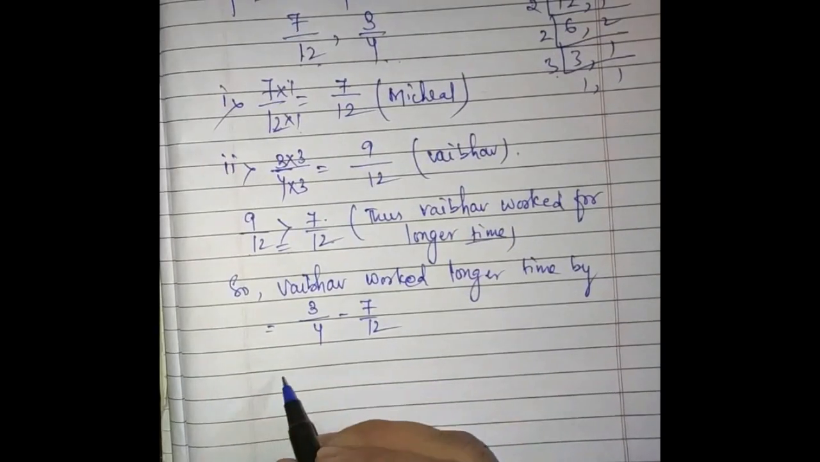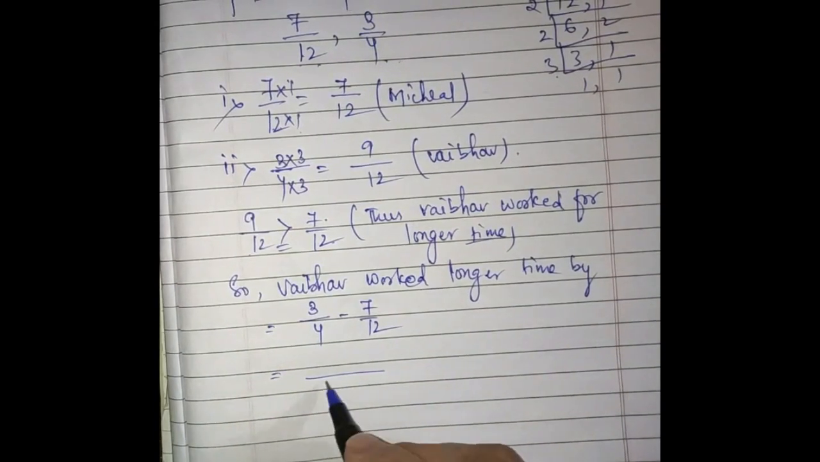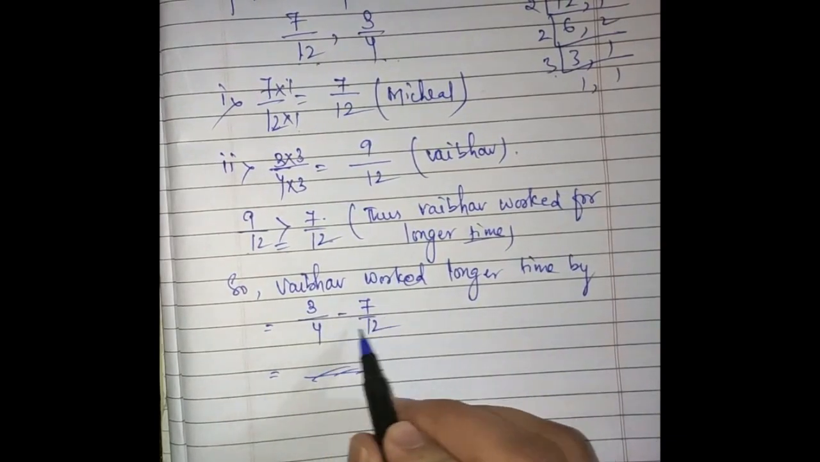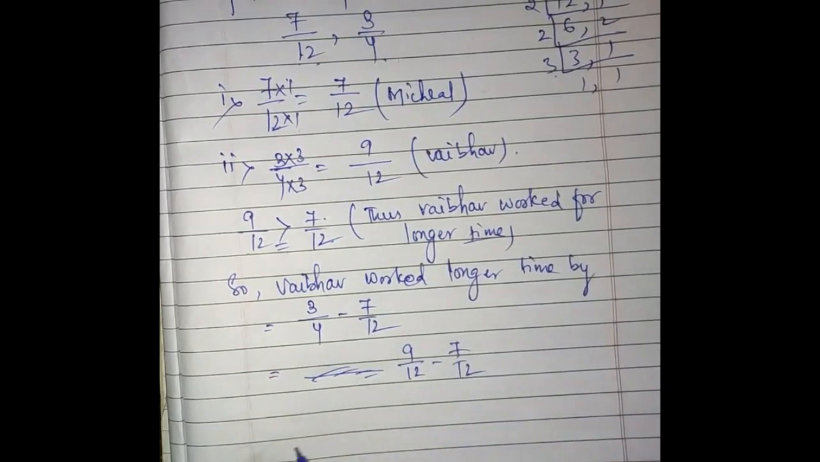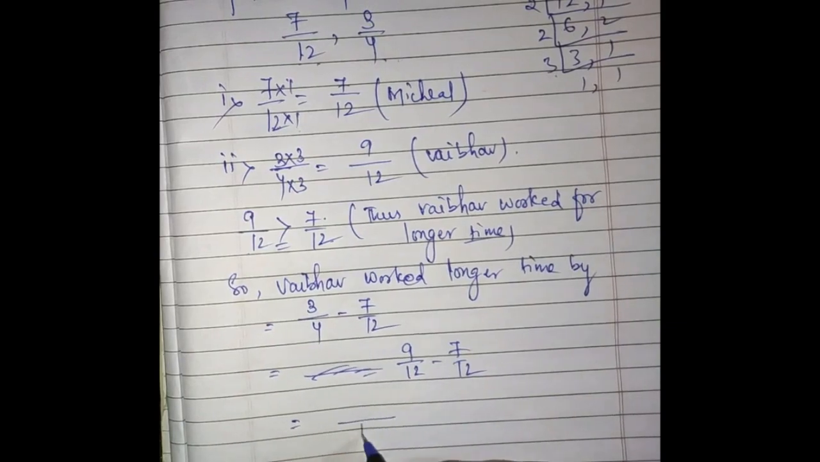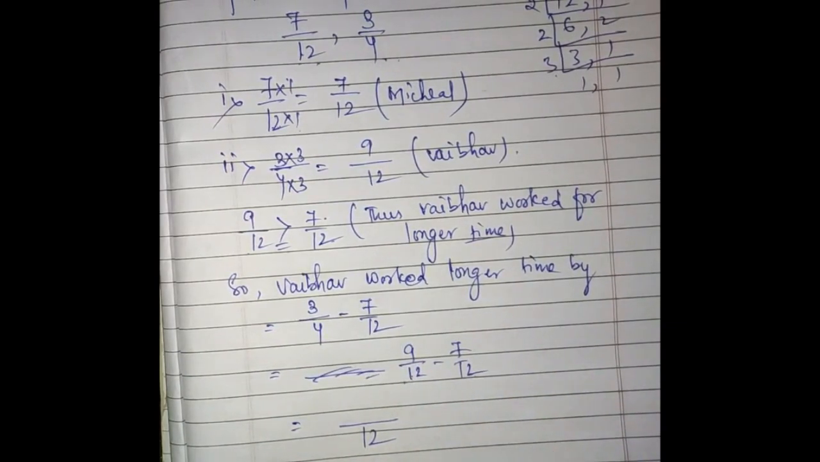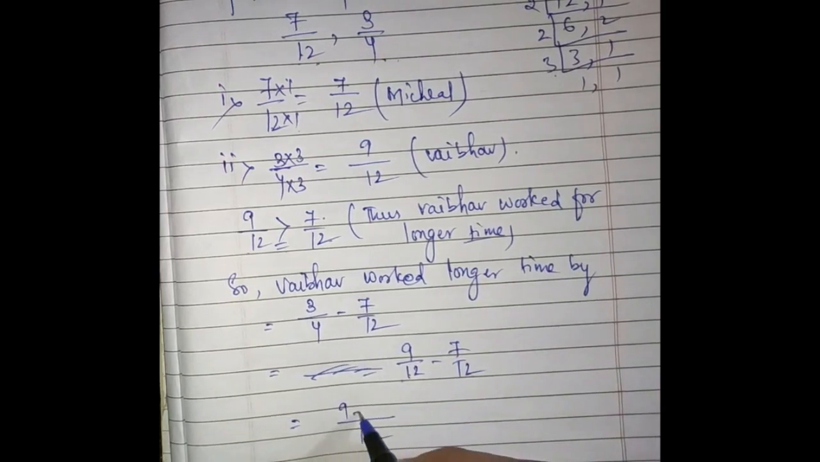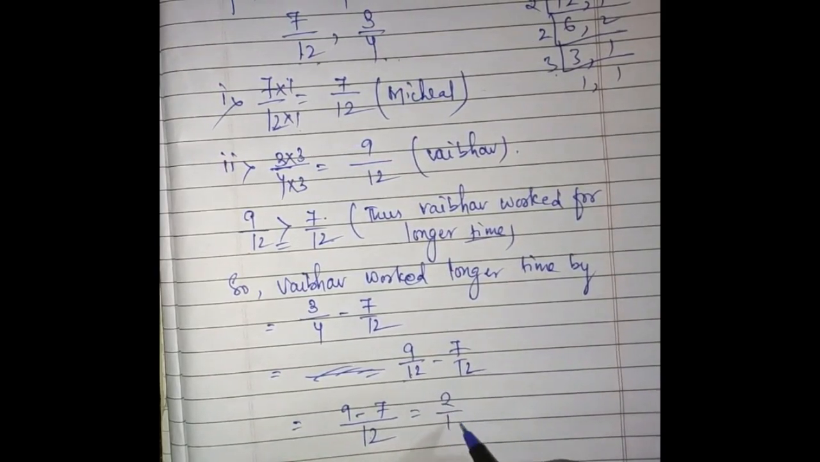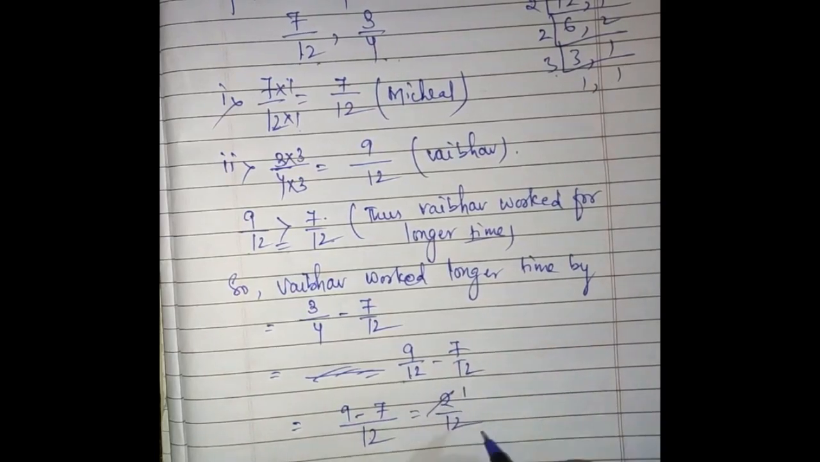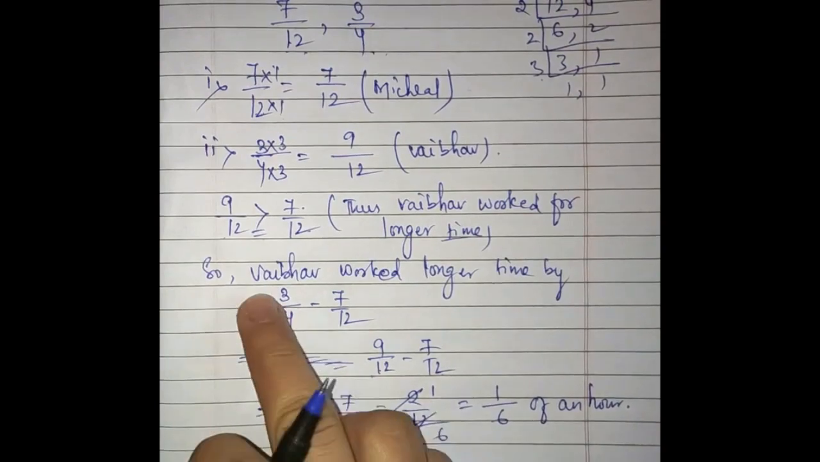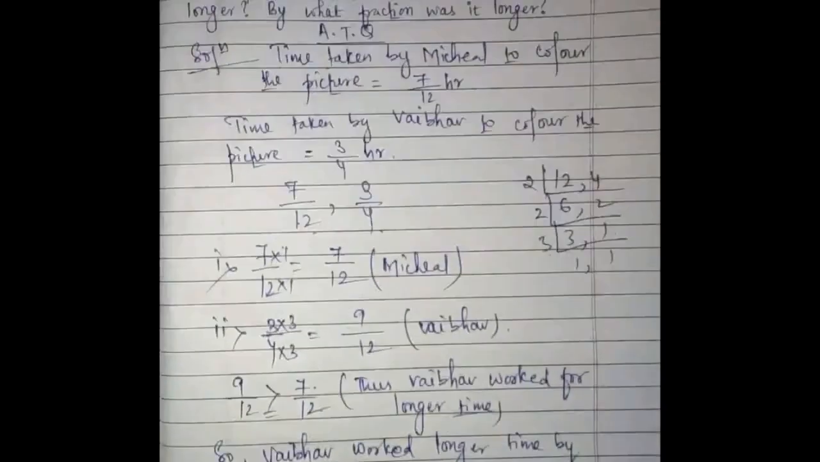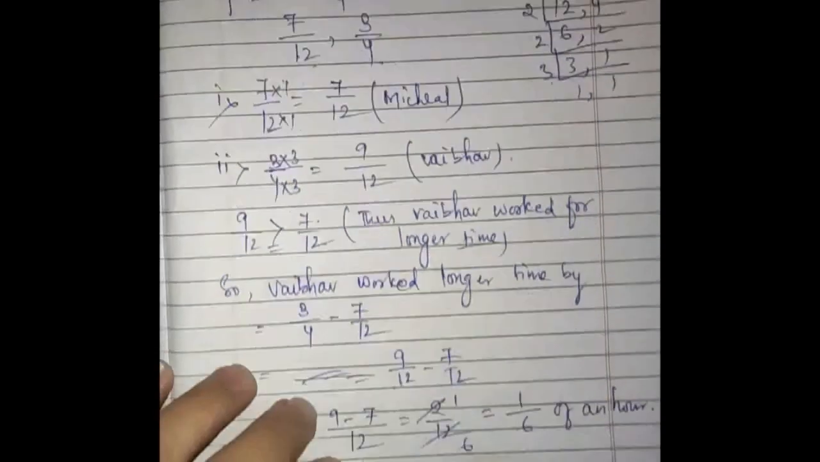So here what we have to do, we have to make this in an equivalent form, that is 9 by 12 minus 7 by 12. We have to write this form. Alright, so the LCM of 12 and 12 is 12, so 12 divided by 12 is 1, so 9 into 1 is 9, minus 7, it is 2 by 12. You can cut this, 2 1s are 2, 2 6s are 12, so it is 1 by 6 of an hour. Alright, so by 1 by 6 of an hour, Bhairav walked longer than Michael. Alright, I hope it is clear.